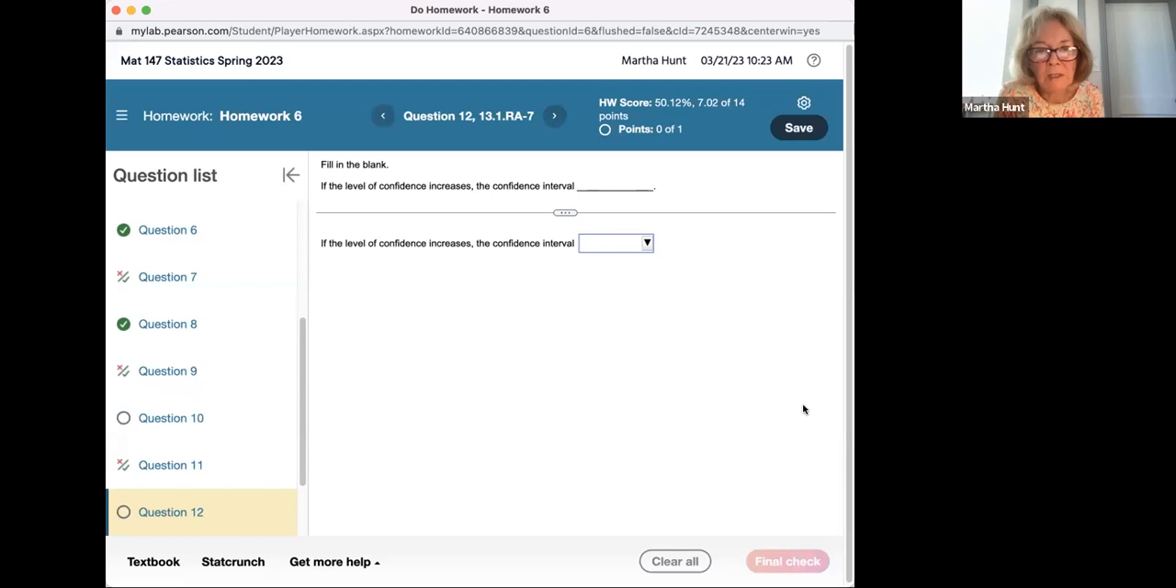If the level of confidence increases, what happens to the confidence interval? So the Z values are getting bigger and bigger and bigger. Okay. So the confidence interval, if you put in a big Z value, the margin of error gets what? Margin of error gets larger. So the confidence interval gets wider.